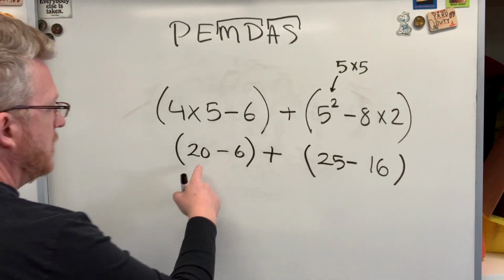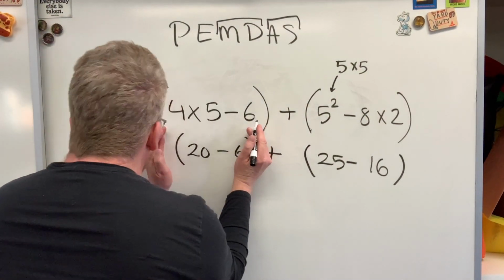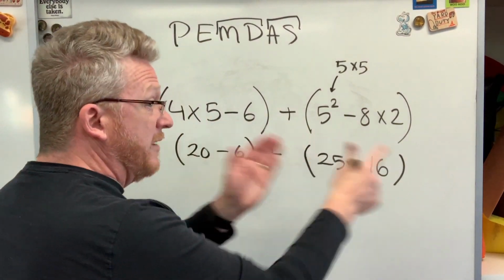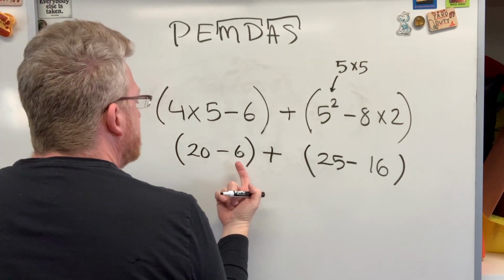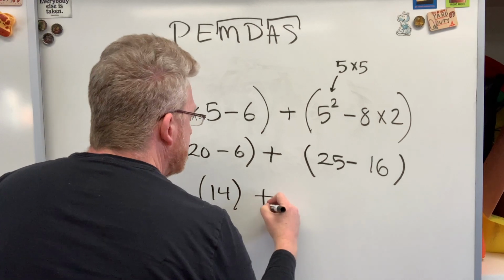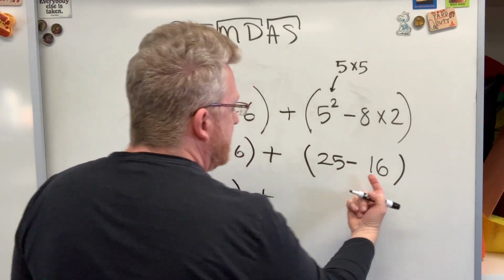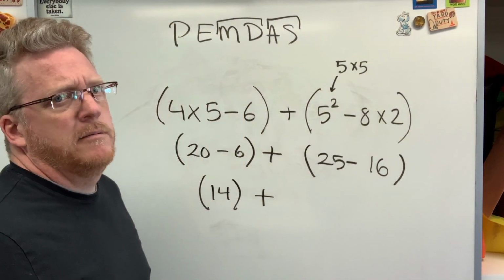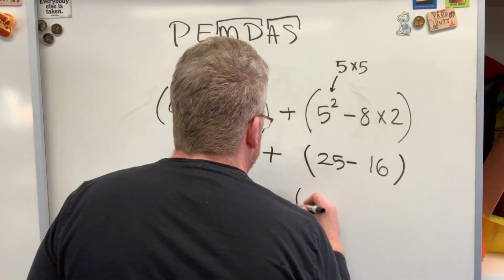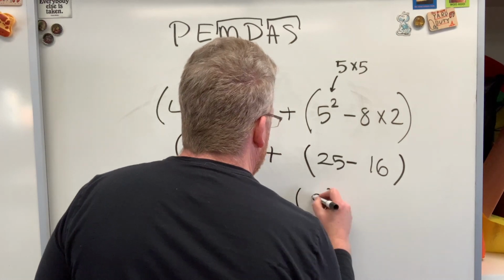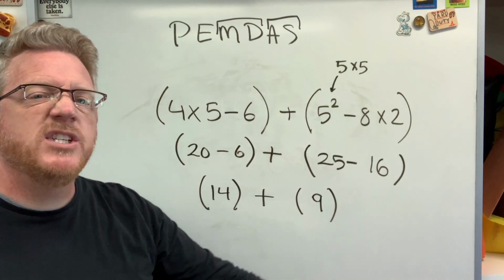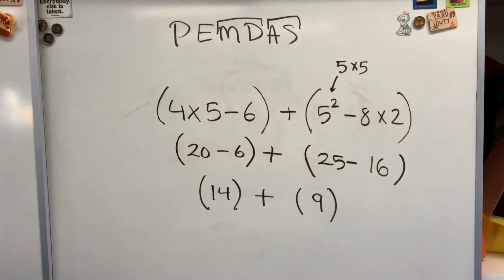All right. Now we've got still parentheses that are not done. There's still independent things. We're going to go from left to right again. 20 minus 6, that's 14. Plus 25 minus 16, what is that? Yes, good job. 9. So now I have 14 plus 9. I'll let you solve it.